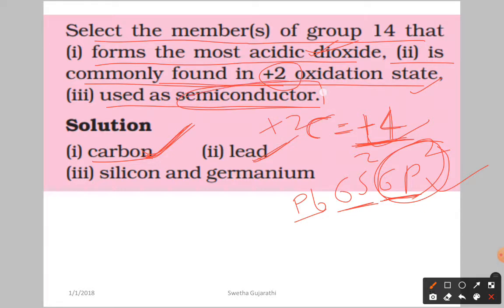Next, the elements which are used as semiconductors: already we discussed silicon and germanium. They are used in ultra pure form. Okay, already we discussed in the introduction. In the ultra pure form we use silicon and germanium in semiconductors and transistors.